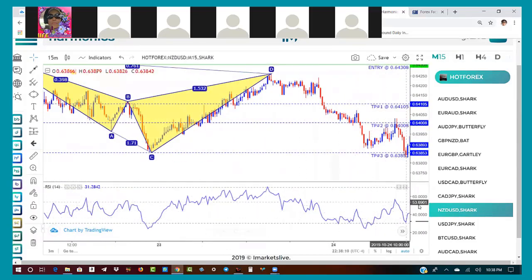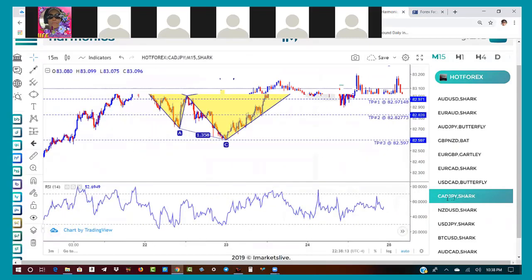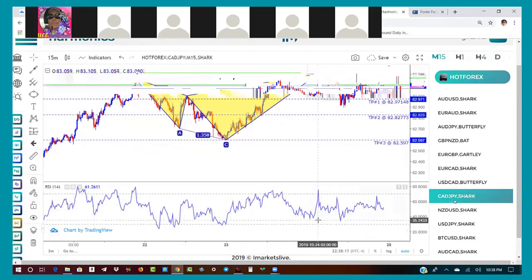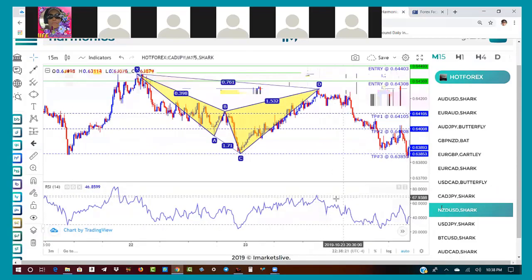So what was that? CAD JPY. So that went to Canadian dollar versus Japanese yen. So it went to what? TP1. Okay. This was a good one.